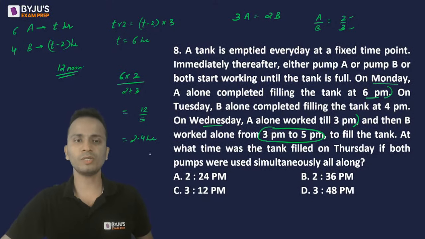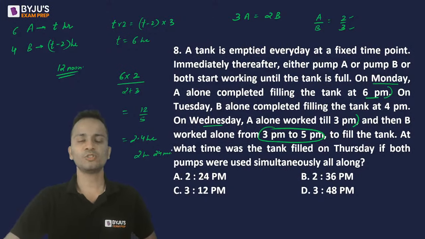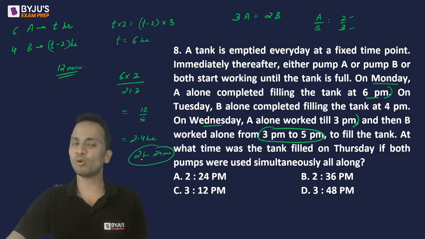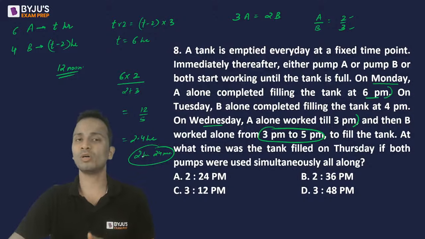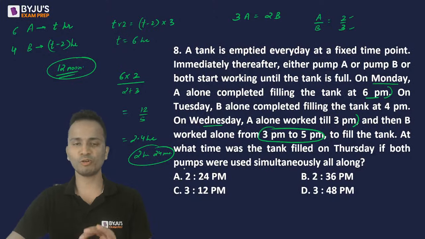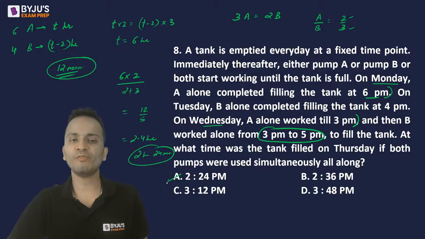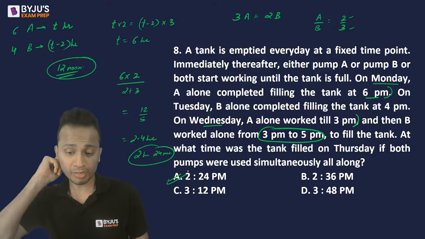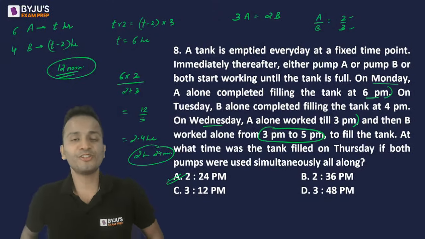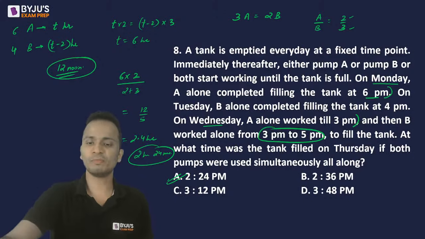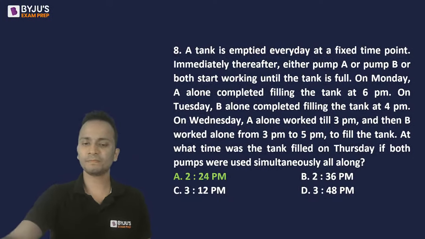Now 2.4 hours is equal to 2 hours and 24 minutes. So the tank will be completely filled in 2 hours 24 minutes after the work was started. The work got started at 12 noon. So 12 noon में 2 hour 24 minutes add करो and that will be your answer. So 2:24 p.m. Option A. Prateek, Priyanshi, and Yogesh, three of you have given a correct answer. Nice, good. So that was question number 8. The correct answer, option A.